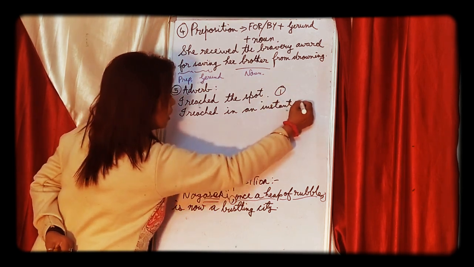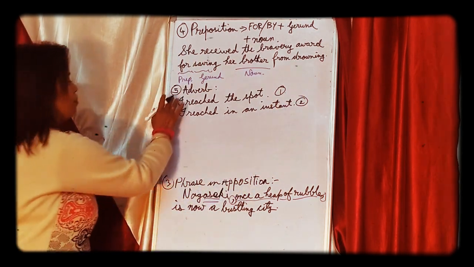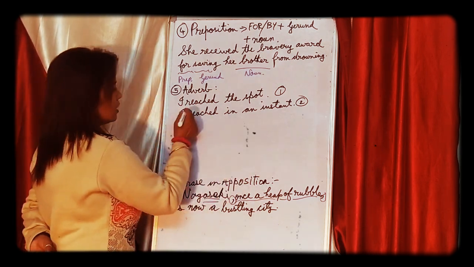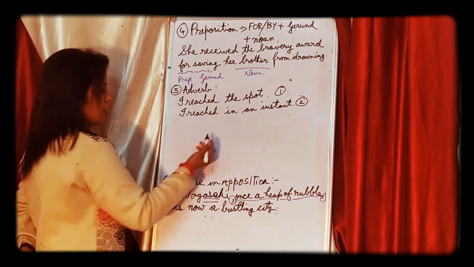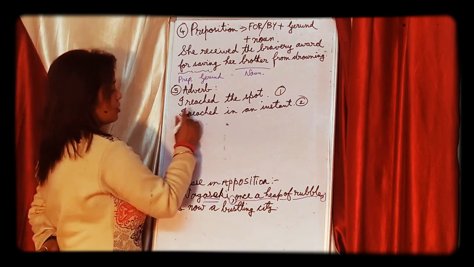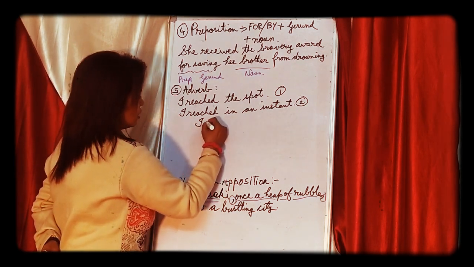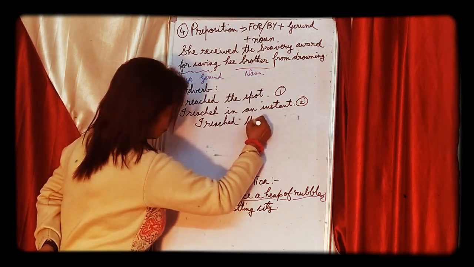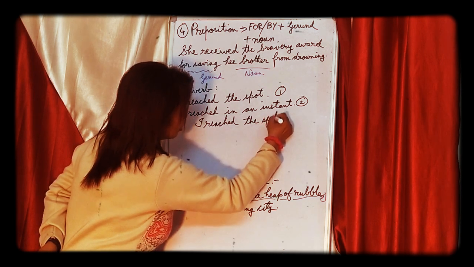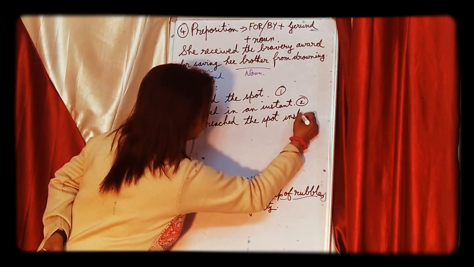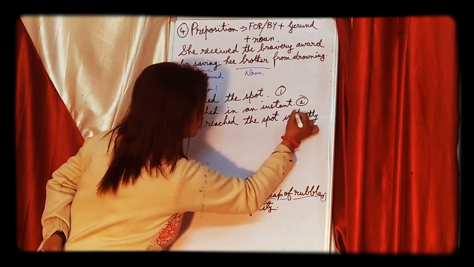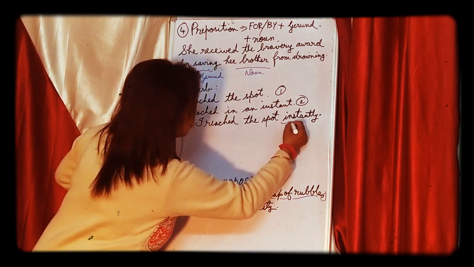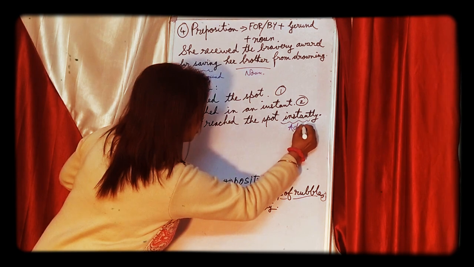This is the first sentence and this is the second sentence. Now how do I put these two sentences together using an adverb? It's very simple, I'll say, I reached the spot instantly. I won't repeat this set of words. So the new sentence will be, I reached the spot instantly. Now this is the adverb. That means then and there, immediately I reached.